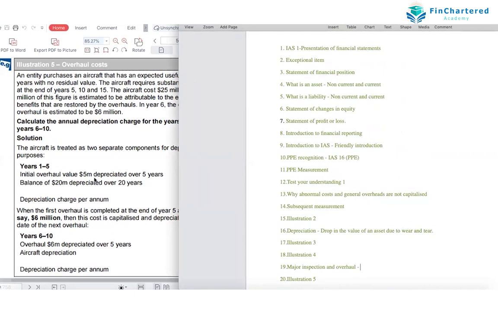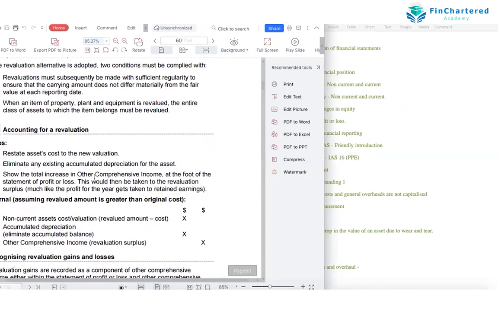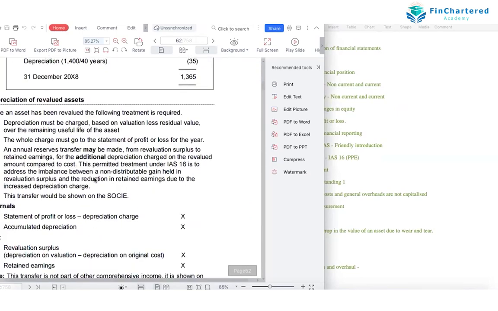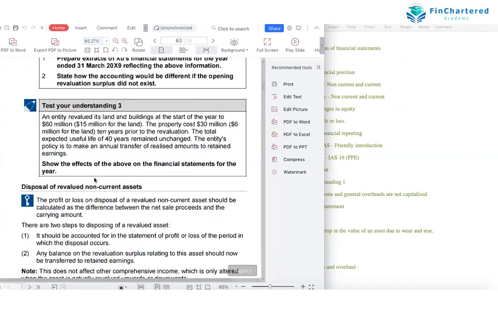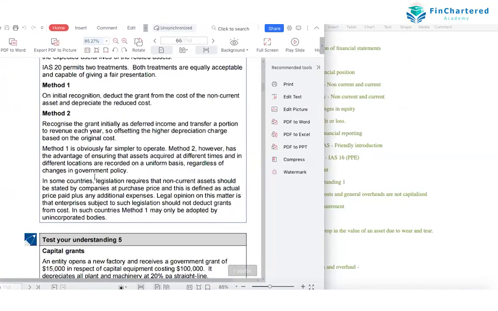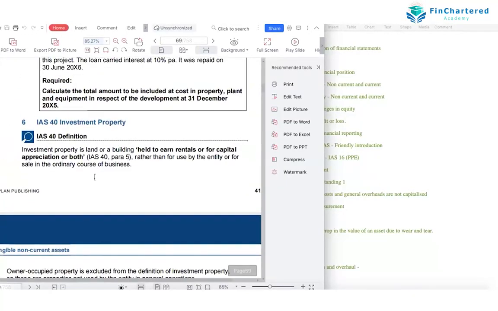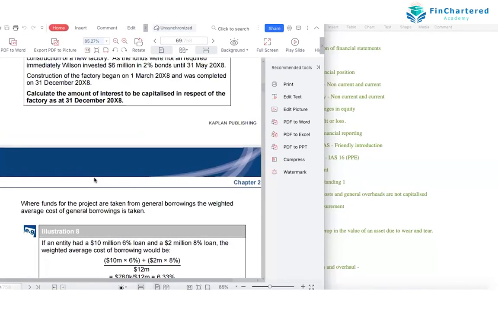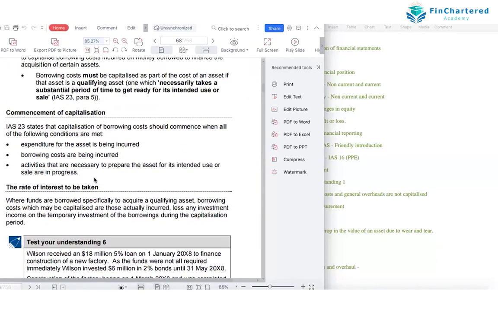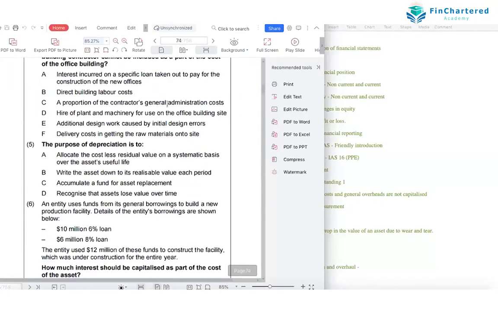Now, the next topic that we are going to cover is revaluation of non-current assets. And we're going to look at things like grants. And we're going to look at borrowing costs, which is a very, very interesting concept, which we will cover and close on Saturday. Meaning that on Saturday, we will be finishing the 2nd chapter and moving to the 3rd chapter, which I think is impairment or intangible assets.